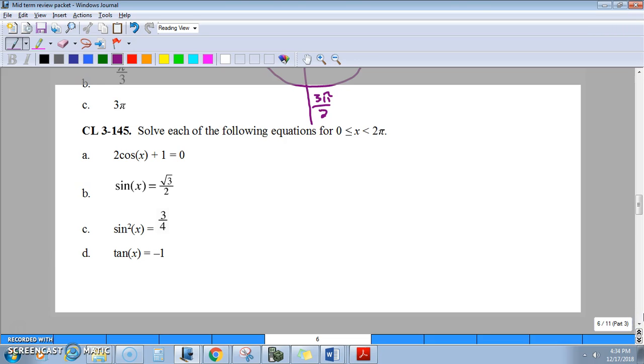Solve each of the following equations for x between 0 and 2 pi. So all that means is it just wants an angle within one circle, right? From 0 to 2 pi. So one circle. That's all it's talking about there.